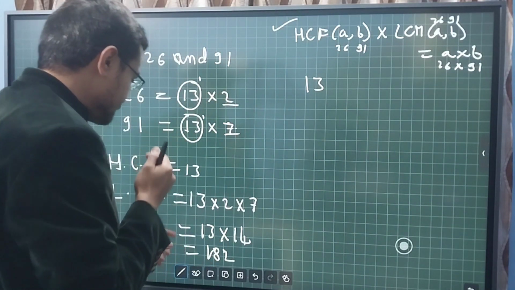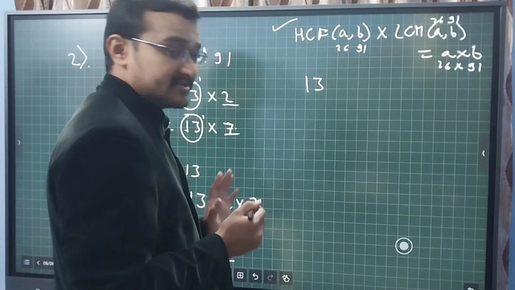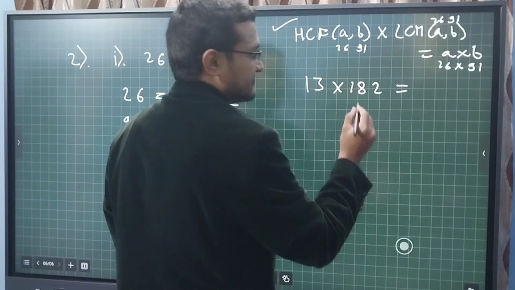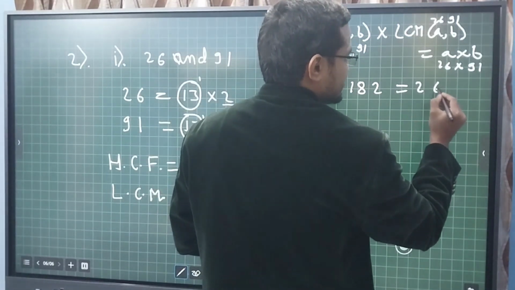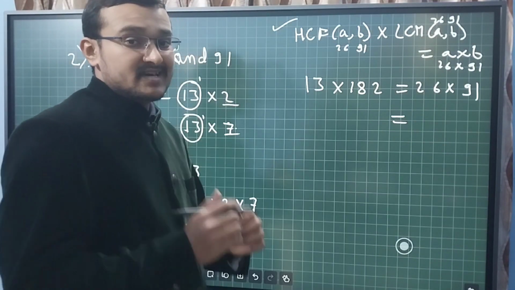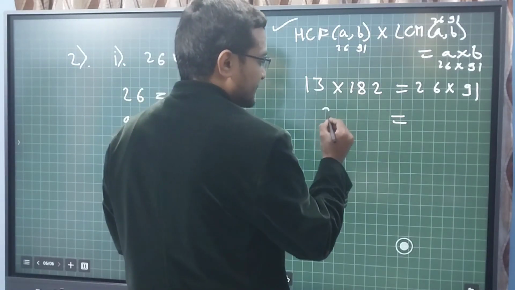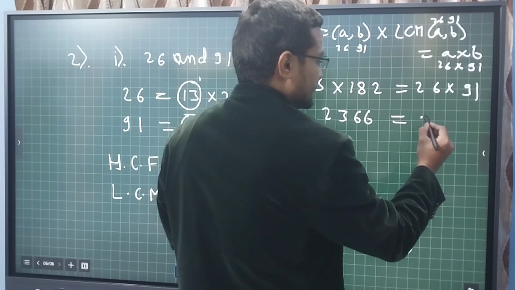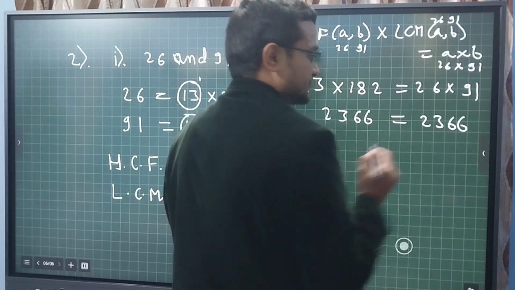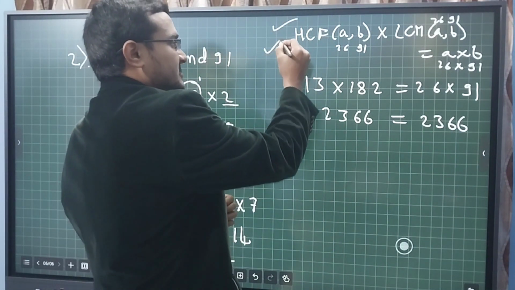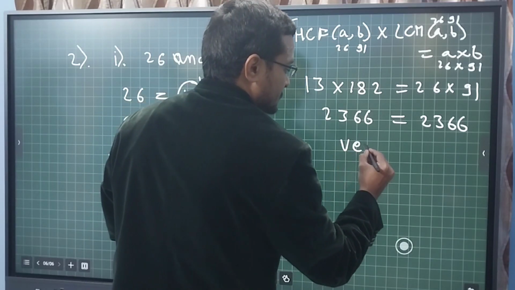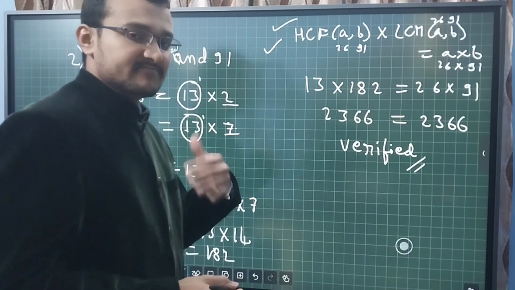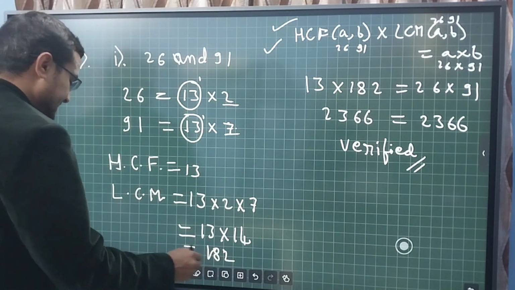Here the HCF is 13 into LCM is 182. So we have to verify whether this is equal to 26 into 91. When we solve 13 into 182, we get 2366, and when we solve 26 into 91, we get 2366. So that means this particular formula is verified. Like this, we have to solve 2 more questions as well.